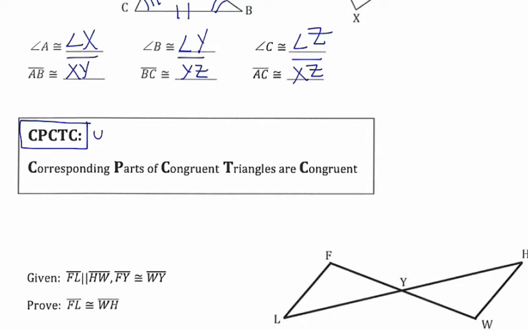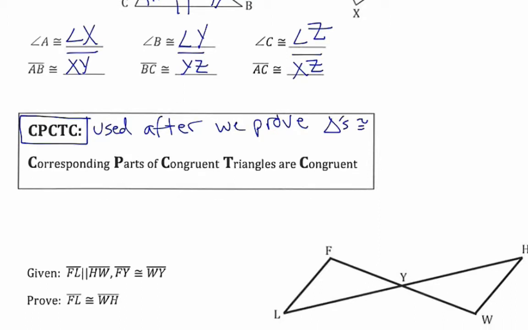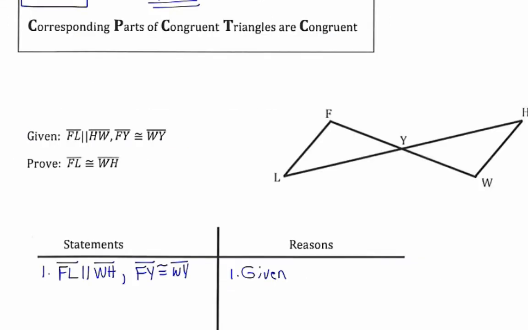So this is used after we prove 2 triangles are congruent. And it simply says that all those parts we just marked are the same. So we use it after we prove triangles congruent. Only after. Okay, so it always follows a congruency statement. So let's look at an example of a proof and see how we can make this work.